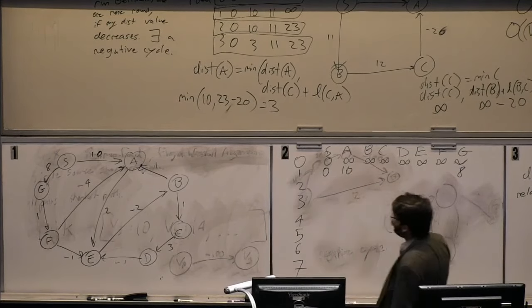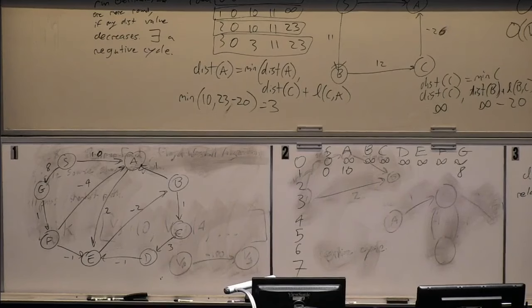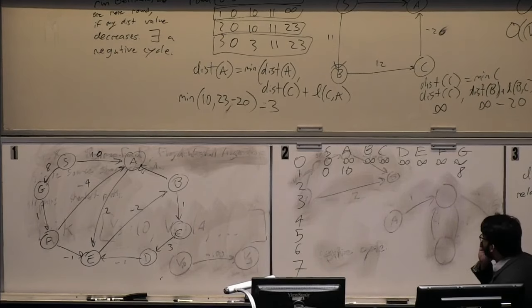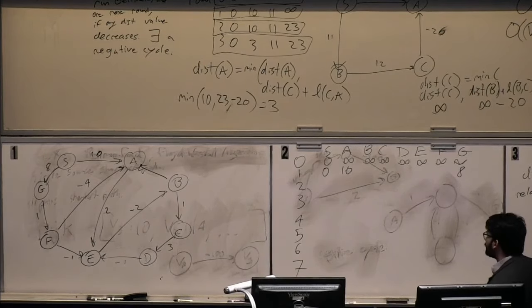You agree? Now, just for clarity, I'm not going to write all the infinities, but I'll just leave those blank, right? Now, what are we going to update? Let's say we're at round 2. We're going to update all the edges that have value. So those are only going to be the ones outgoing of G, S, and A.